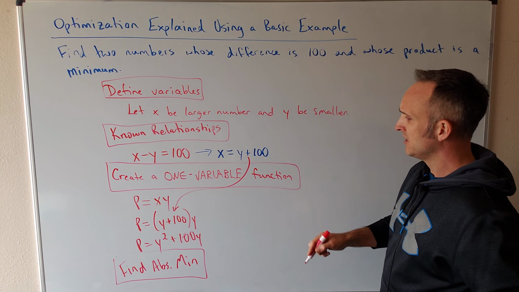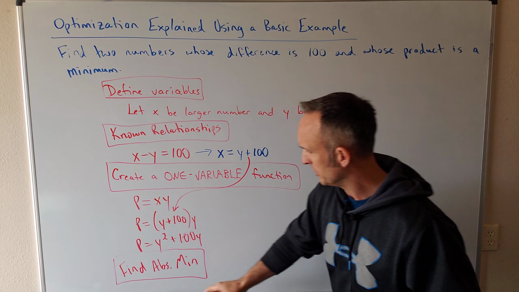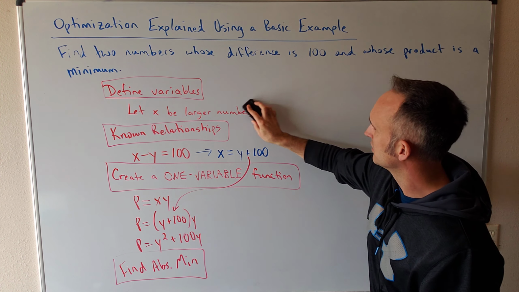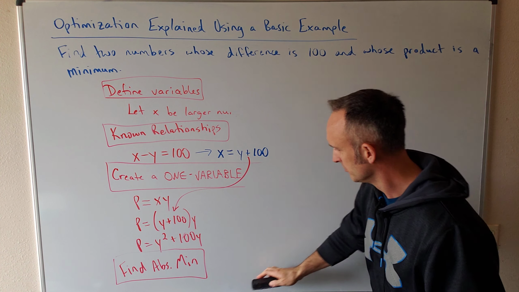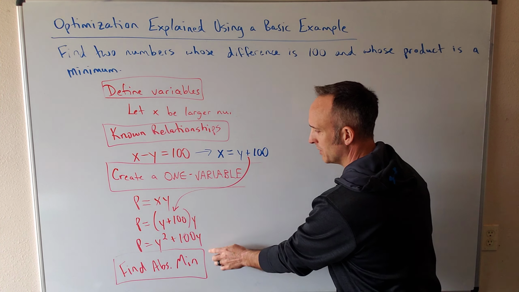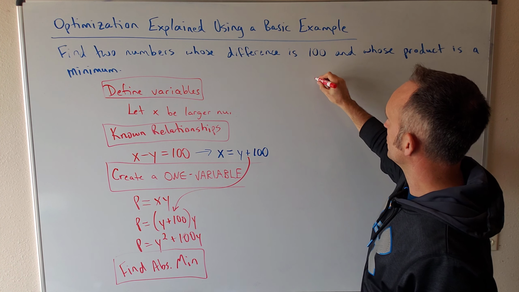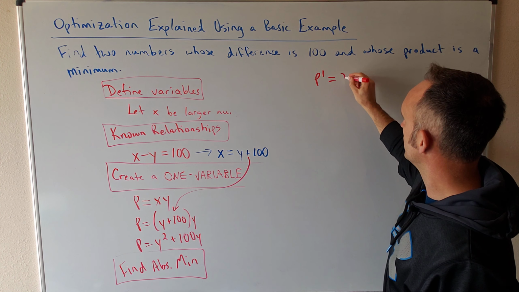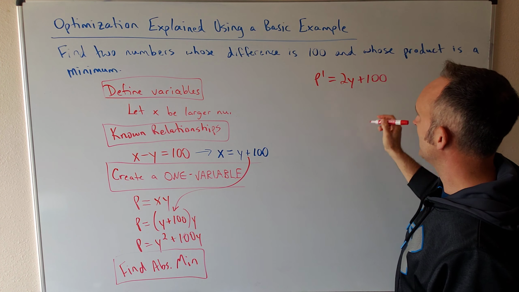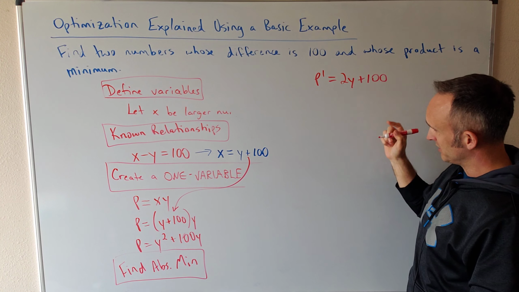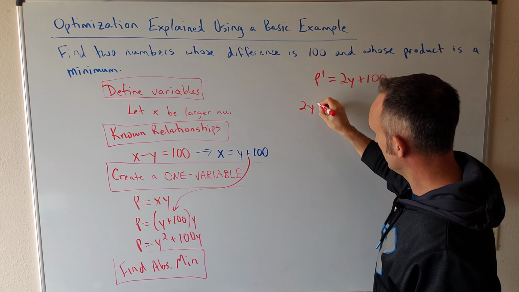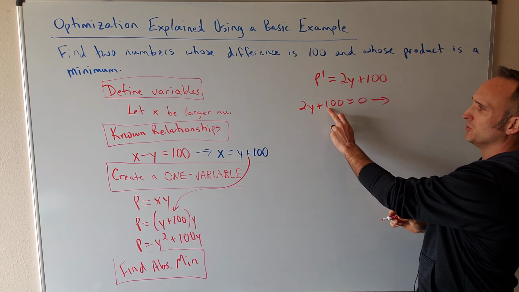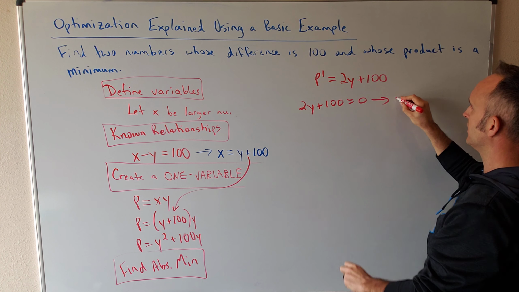So the way we do that, if you recall, let me go ahead and erase some of this just to get some space for what I'm going to do here. So if I want the absolute minimum, I've got to find the derivative of the p function. So p prime equals 2y plus 100. And then I need the critical numbers of this. So I need to know where this guy equals 0. So if this equals 0, then y is negative 50.